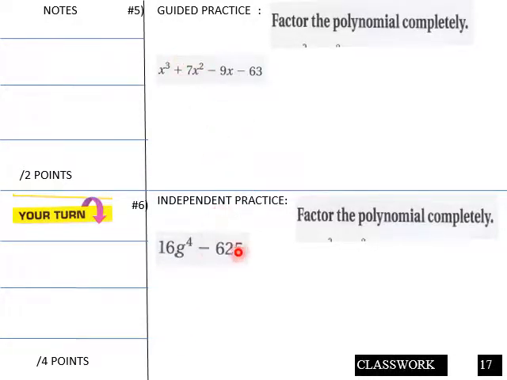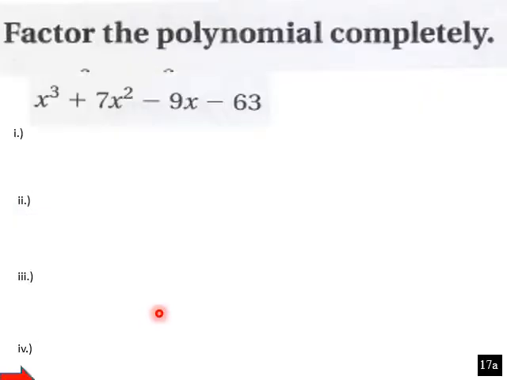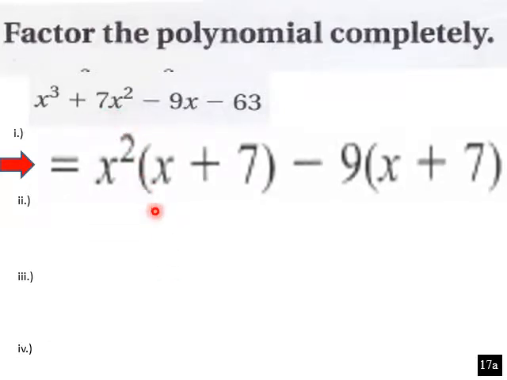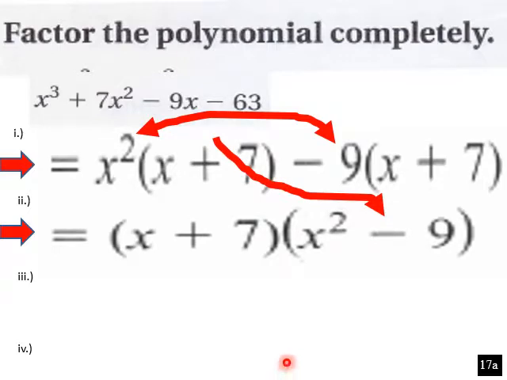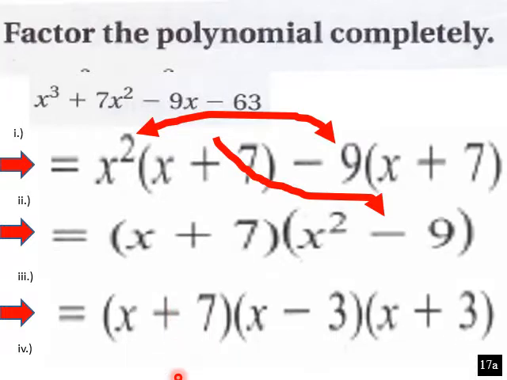Okay, factor these polynomials completely now. Students, this is you. We're going to do this in class right now. So we have this here. We can factor by grouping here, x squared out of these two, and then a negative 9 out of these two here, negative 9 times x plus 7. And then we have x plus 7 times x squared minus 9. That's how we got that. And then we can further factor. We have a difference of squares here, which can be factored into this.